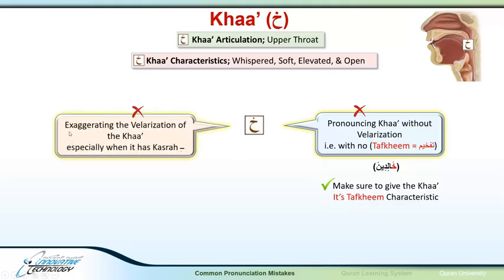Now the second mistake is exaggerating the velarization of the kha, the opposite of this, especially when there is a kasra below it. Wakhifa. And the right way of pronouncing this word and this letter is وخيفة Wakhifa. So it should have the relative tafkhim characteristic in the kha when there is kasra.